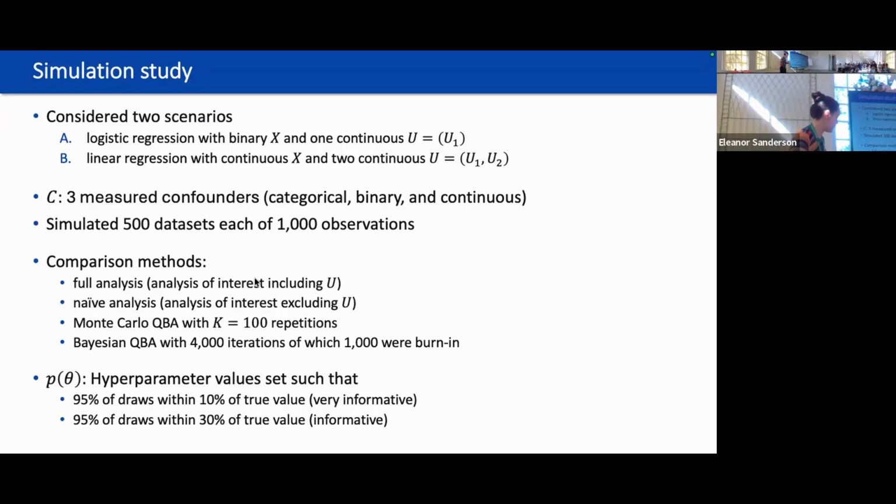And we looked at 2 settings. We looked at when we have very informative priors, which we defined to be that 95% of the draws from that prior would give us values that were within 10% of the true value. And then we also looked at a setting where 95% of the draws were within 30% of the true value.